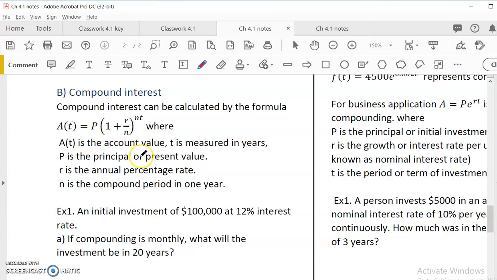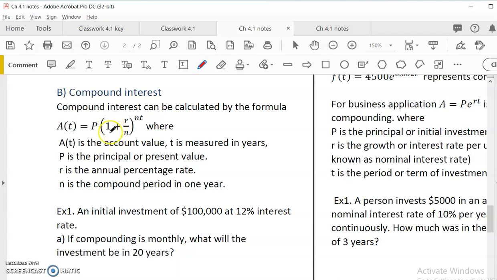And because the compounding is not constant, there is this formula called A of t, which is the amount in the account, equal to P, the principal, the initial value, times 1 plus not r, but r over n, where n is the compounding period in 1 year. So how many times do you compound, or how many times do you receive the interest per year? All to the power n times t. So this is the general compound interest formula.